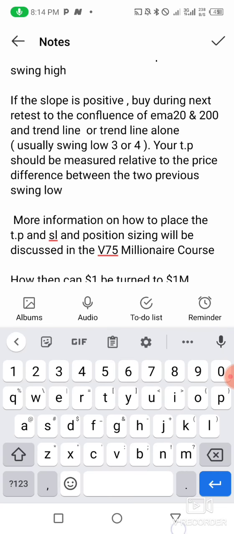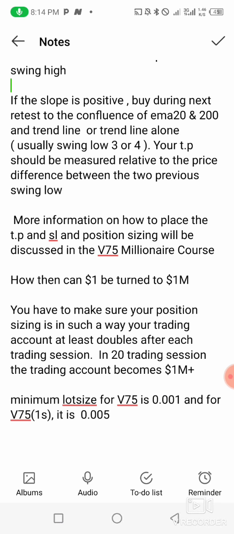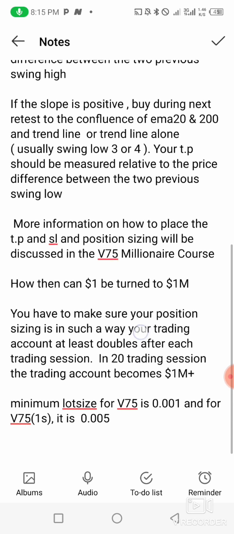So how then can $1 be turned to $1 million plus? It's a mystery, but mathematics has an explanation for that. During the course of this video, I'm going to show you mathematically that it is possible. You have to make sure your position sizing is in such a way that your trading account at least doubles after each trading session. In 20 trading sessions, the trading account becomes $1 million plus.